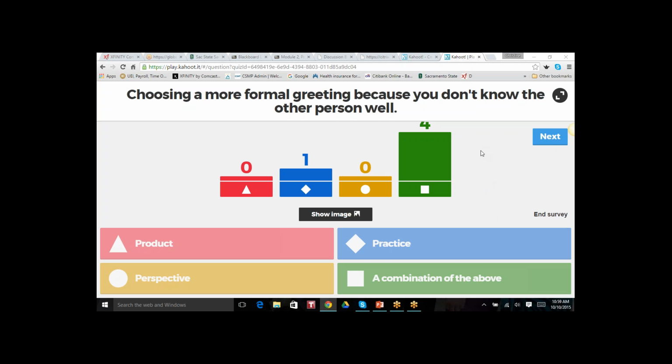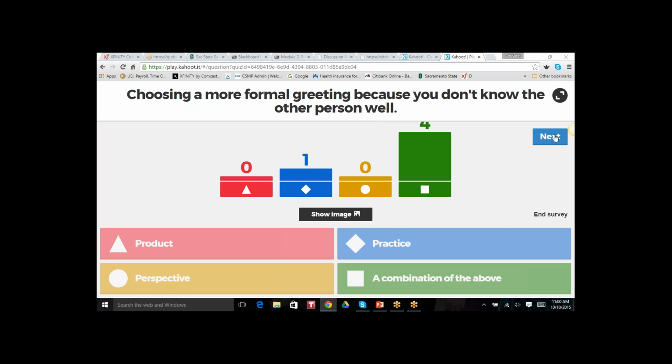So yeah, in this case, this is kind of a no-brainer, the formal greeting versus the informal greeting, because you don't know the person very well. So it's a combination of practice and perspective, definitely. You might say there's a product if there's like a kissing of cheeks or a bowing or something like that, but it's more likely to be practice and perspective.